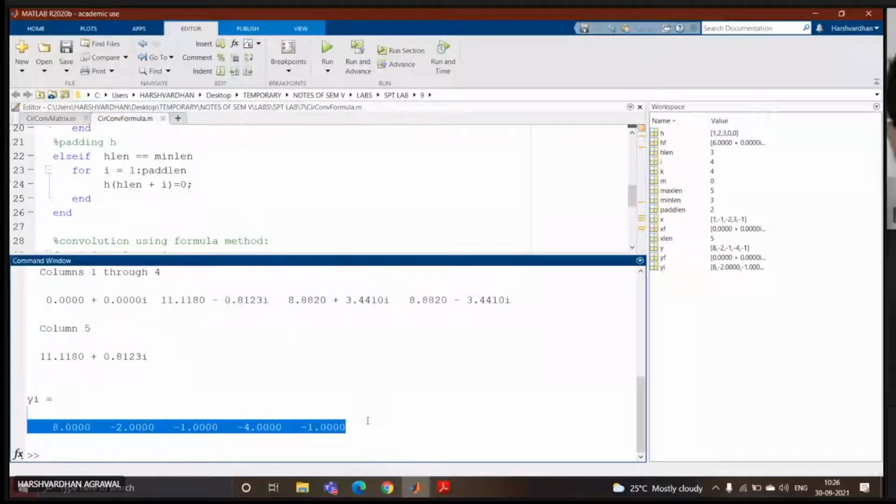This one is correct. Yes, same. I got the same answer. 8 minus 2 minus 1 minus 4 minus 1 and minus 1. Yes. Okay. Now you got the idea.